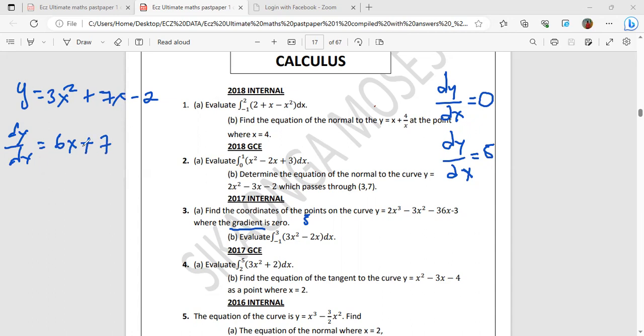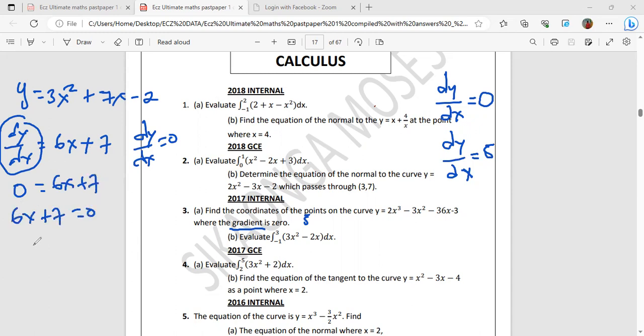So now, if they told you that the gradient is 0, meaning your dy/dx is equal to 0. So what is dy/dx here? You simply replace with 0 and say 6x plus 7. So this 6x plus 7 equal to 0. You just solve for the value of x. 6x equal to negative 7. Then your x value is negative 7 over 6. So that is what they mean.